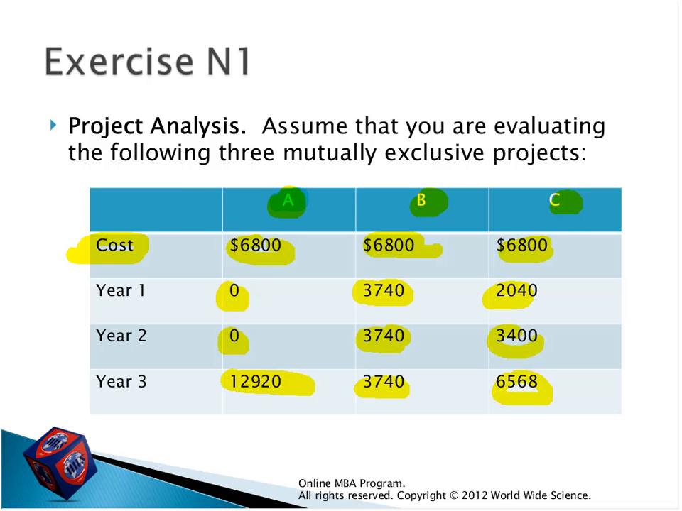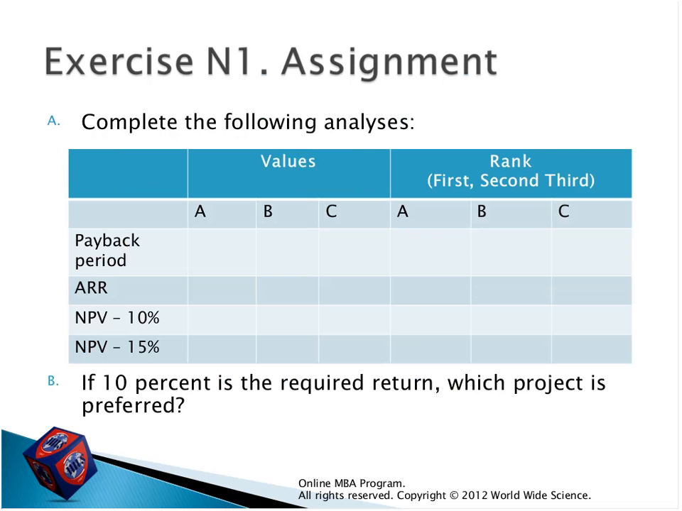Let's see the assignment itself. You have to complete the following analysis. Over the 3 projects, you must find the payback period for projects A, B, and C. You have to make calculations and find the IRR for projects A, B, and C.